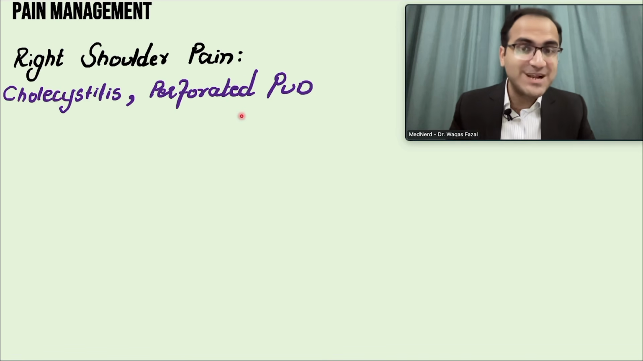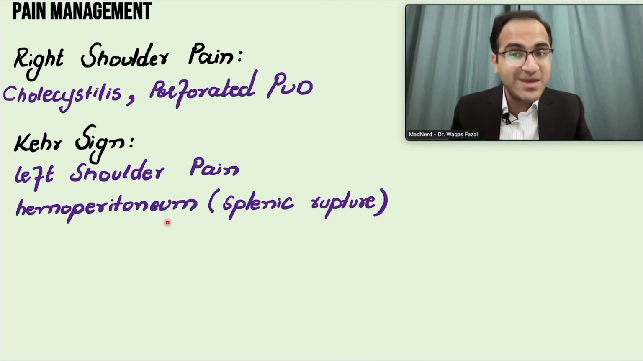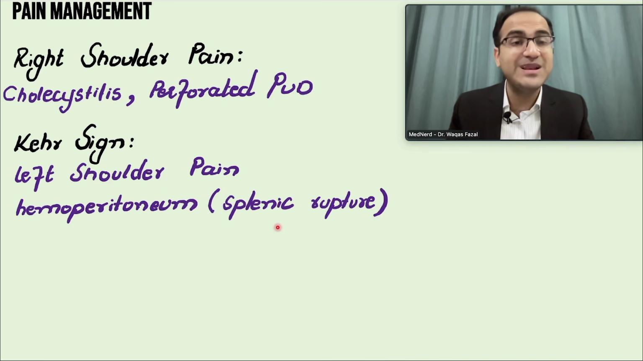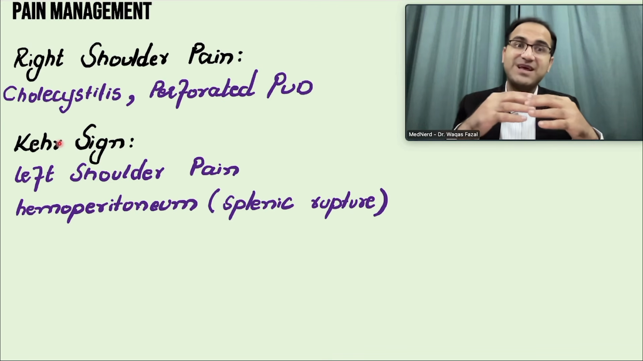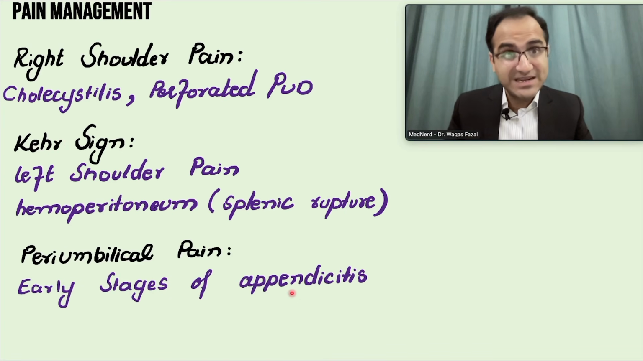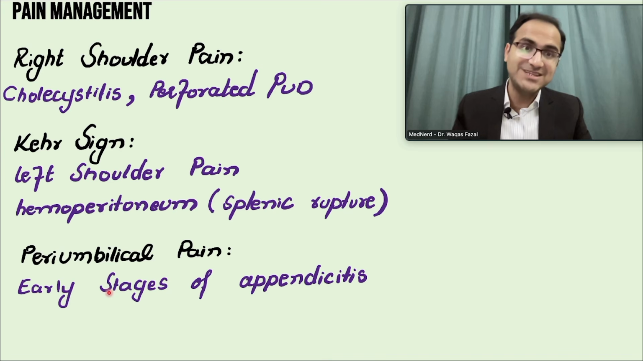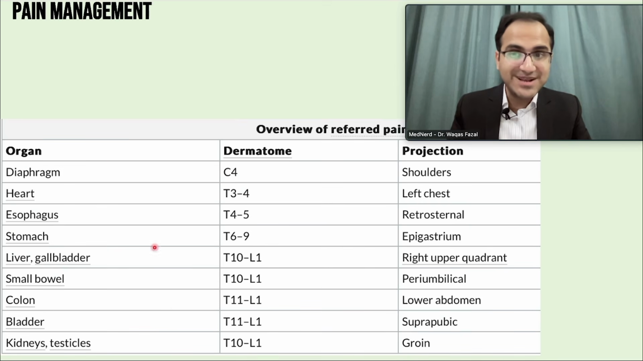Projection of the pain is usually onto a specific dermatome or myotome of the segment of spinal cord. Patients of cholecystitis and perforated peptic ulcer disease might complain of right shoulder pain because that pain is referred to the right shoulder. Patients having hemoperitoneum or splenic rupture might complain of left shoulder pain, that is called Kehr sign. It occurs because of the irritation of the diaphragm, because the nerve supplying the diaphragm synapses at the same point as the left shoulder. Patients with appendicitis may complain of diffuse periumbilical pain initially, that is also a referred pain. Now these are certain organs and certain areas of the skin that synapse at the same point, and this causes referred pain.